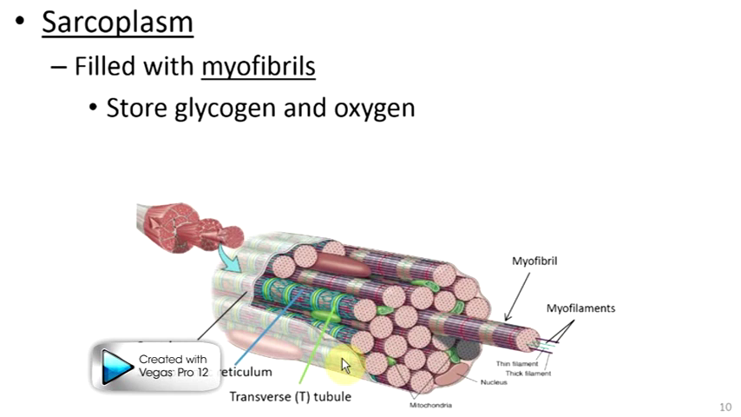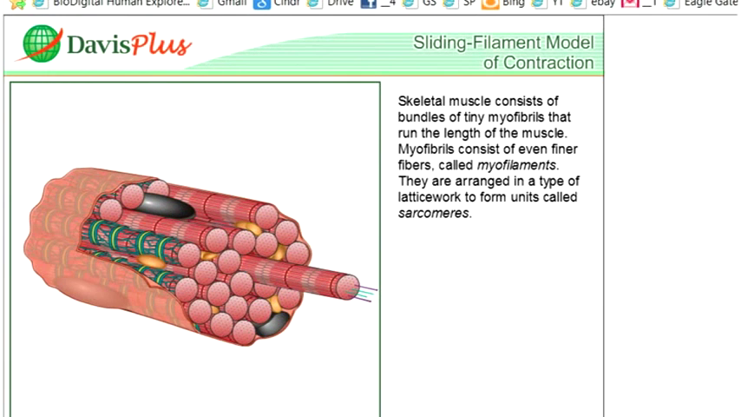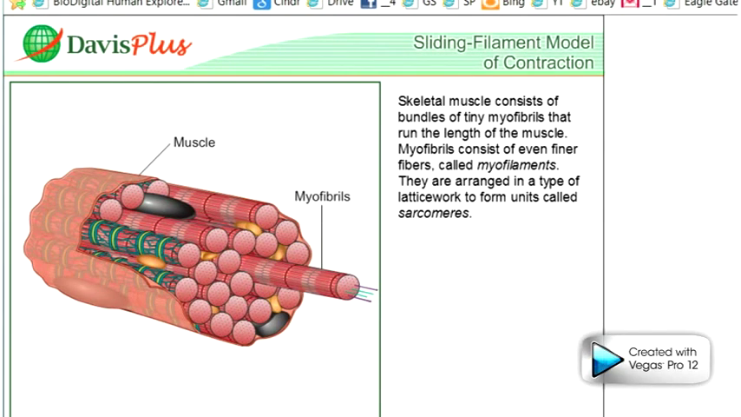They store glycogen and they store oxygen because the muscle needs glycogen for an energy source and it needs oxygen for normal metabolism. Skeletal muscle consists of bundles of tiny myofibrils that run the length of the muscle.